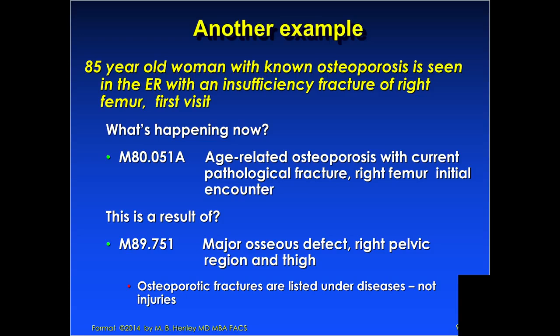What's happening now? M80.051A, age-related osteoporosis with current pathological fracture, right femur, initial encounter. The A is the initial encounter, seventh character required. And this is the result of an osseous defect, meaning osteoporosis, in the right pelvic region or thigh, M89.751.